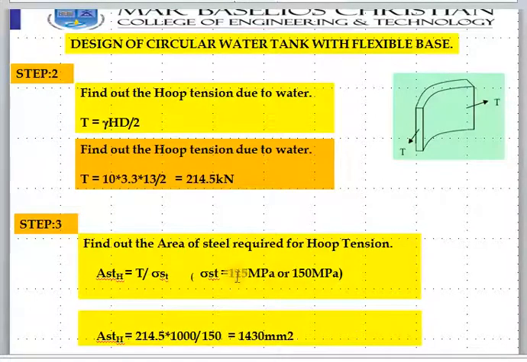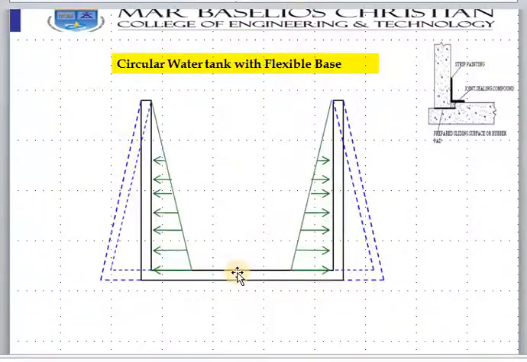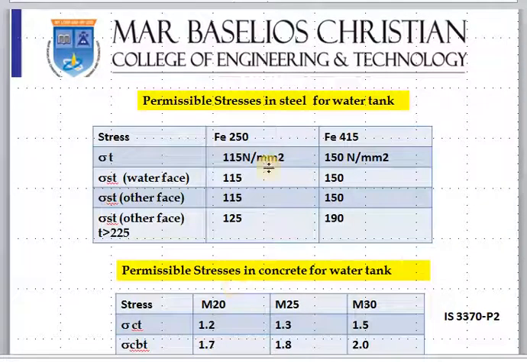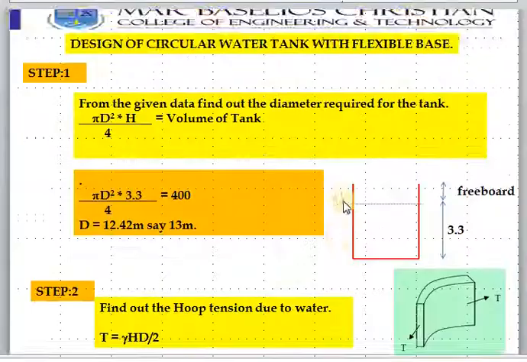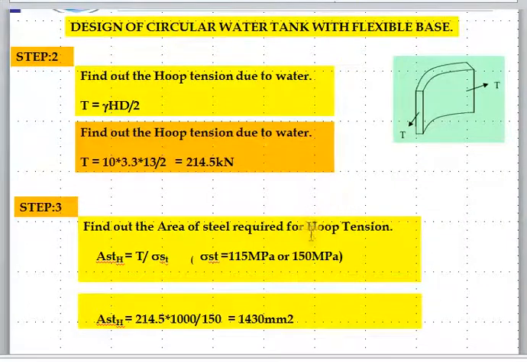It is 115 megapascal, because we have discussed this in the last class, if you remember. If it is Fe 250, the water face sigma ST is 115, and for Fe 450 it is 150. So in this case I am taking Fe 450, so you will have to take 150 megapascal. So from this you can find out the area of steel.